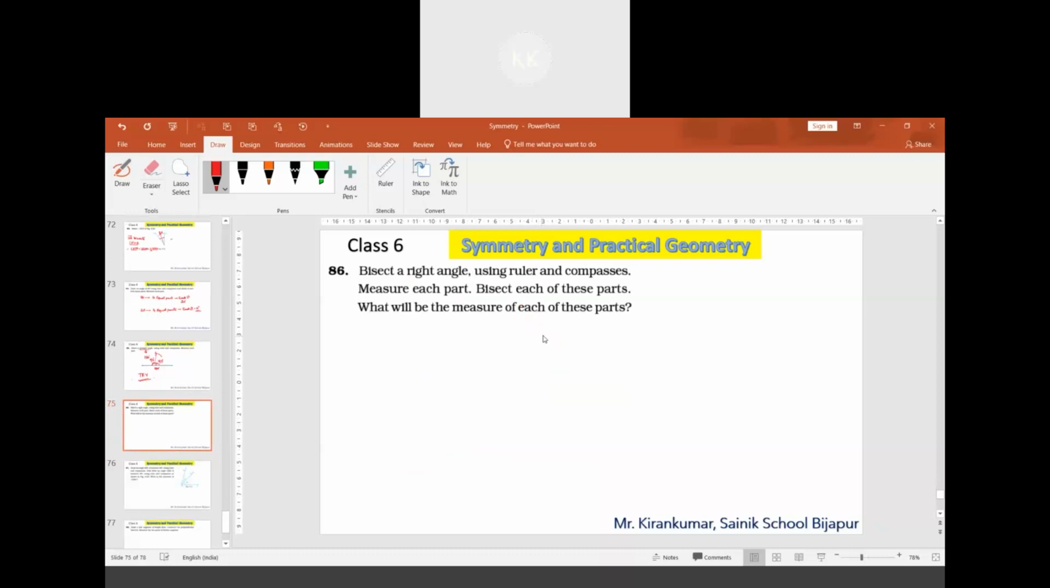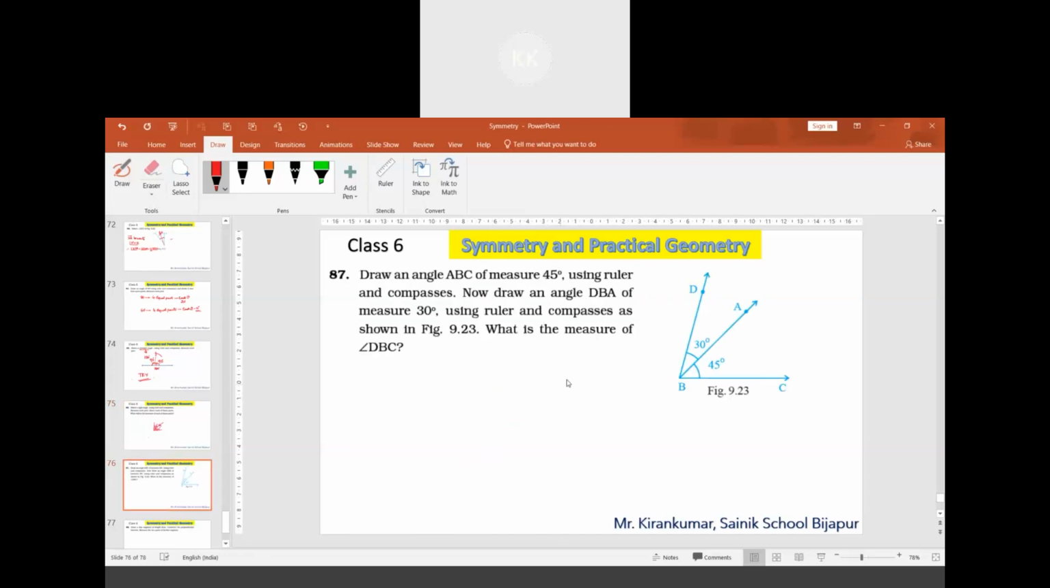Bisect a right angle using a ruler, compass and measure each part. This is also easy. The right angle is 90 degrees. When you divide it, you get 45 degrees each. Same as the previous question.